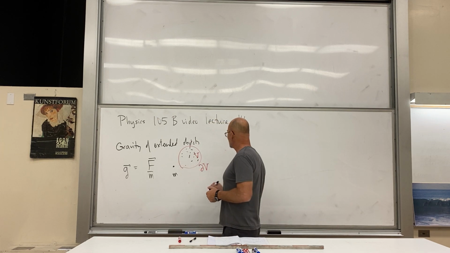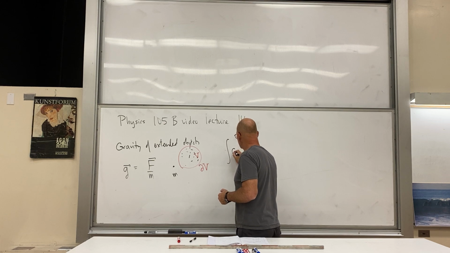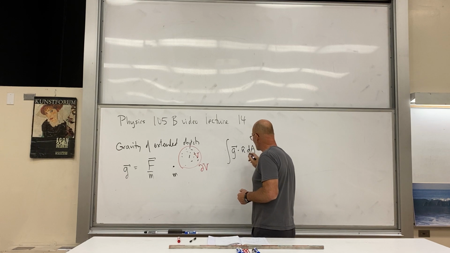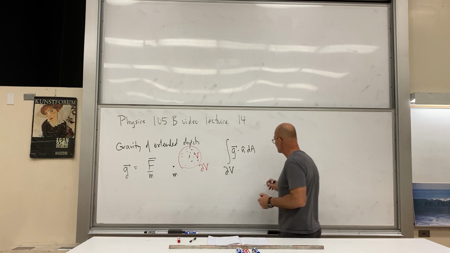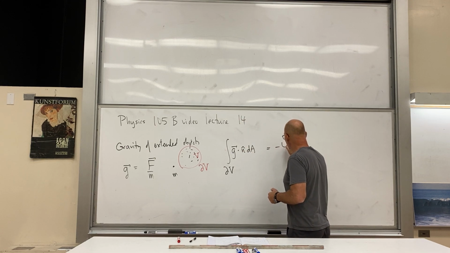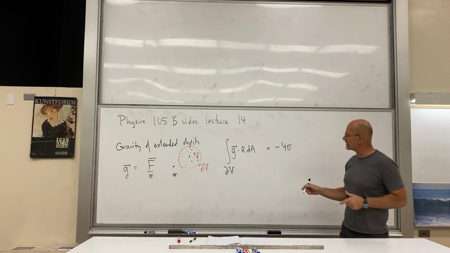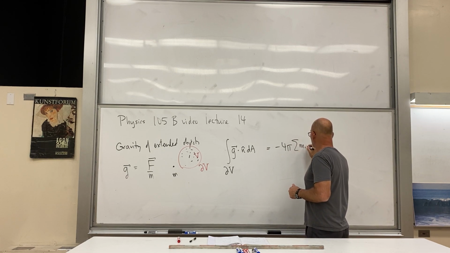And what did we end up with? We had the flux of G dot surface normal, the area on the boundary of V, was just equal to minus 4 pi times the total mass enclosed. M sub I, I'll just write here enclosed.